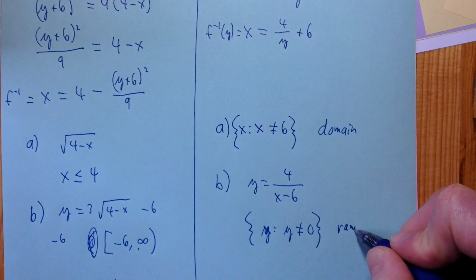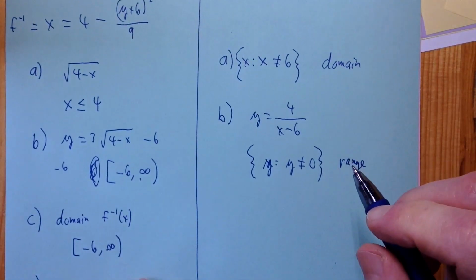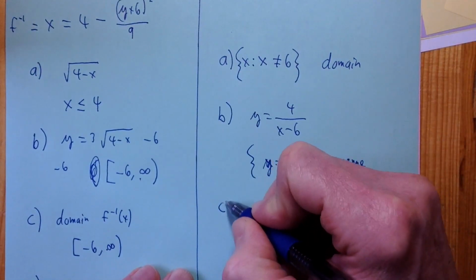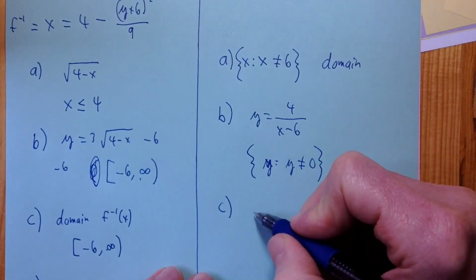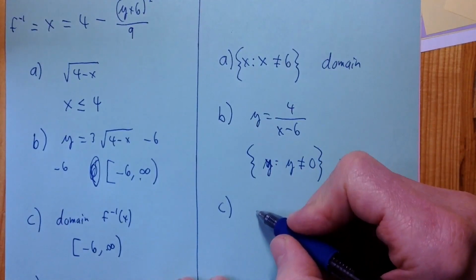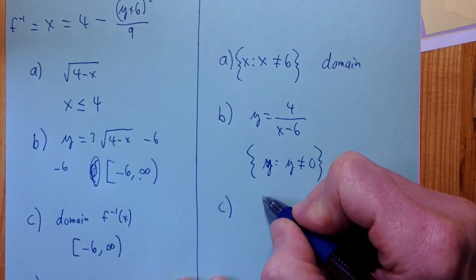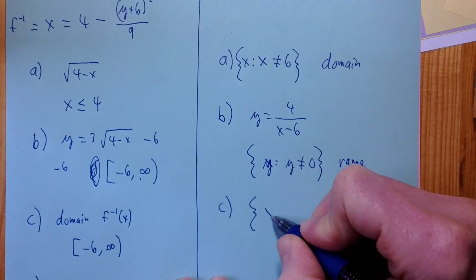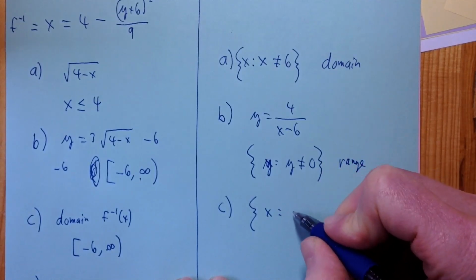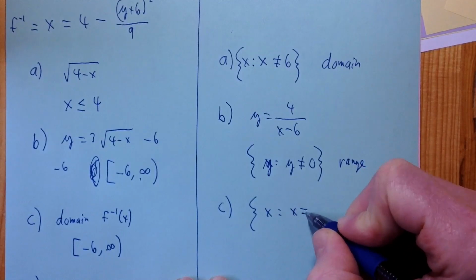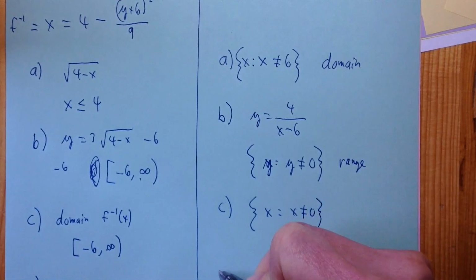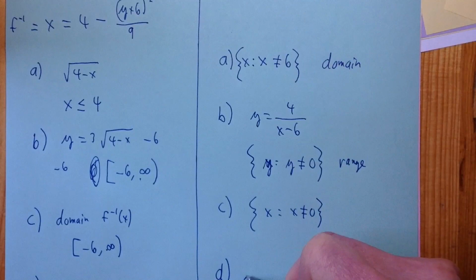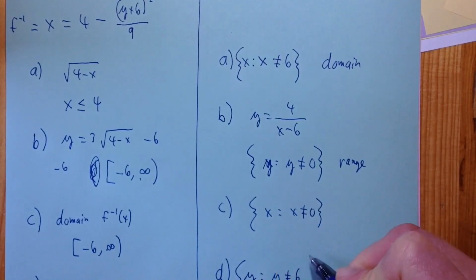That's our range. And then for C and D, like we said before, all you got to do is flip them. So C is the domain of the inverse, which is the range. So you just copy that one down there. So the domain would be, and you should change it to an x, all x except x not equal to 0. And the range would be the first one, which would be like a y. That can be all y except y cannot be 6.